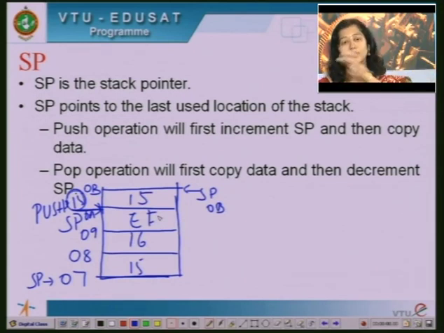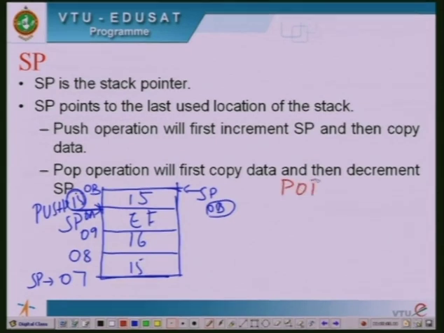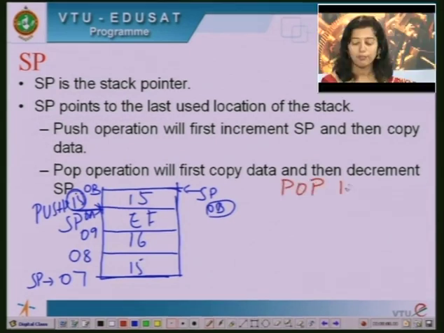It is just like pushing a plate onto a set of already existing plates. You already had three plates here, 15, 16, EF. On that you are pushing another plate with value 15. So the stack pointer will now point to 0B, the last entered location of the stack. Okay, this is how a push operation is carried out. Now we'll see what a pop operation is. Say I have to do pop 15.